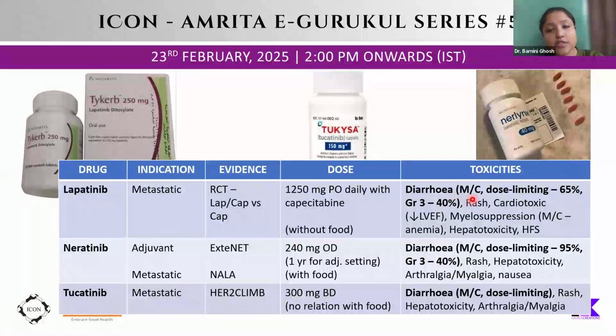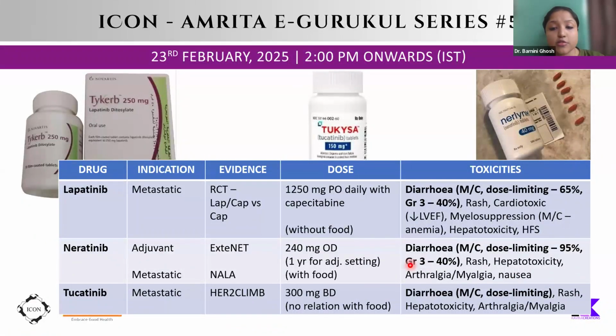For lapatinib also, it is the most common toxicity, 65% of cases, and grade 3 diarrhea is seen in 40% of the cases. It can be dose limiting. Same also with tucatinib. Same with the rash, and the rash is a common side effect of all these 3 drugs. Additionally, these 3 drugs may cause hepatotoxicity. Now, lapatinib also causes some degree of cardiotoxicity and myelosuppression, most commonly anemia. And neratinib and tucatinib also have the potential of causing some arthralgia, myalgia.